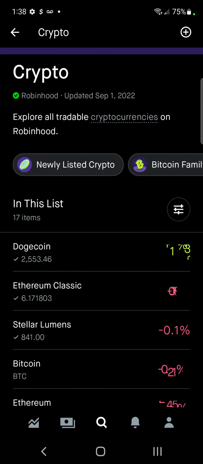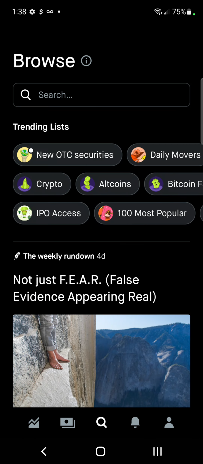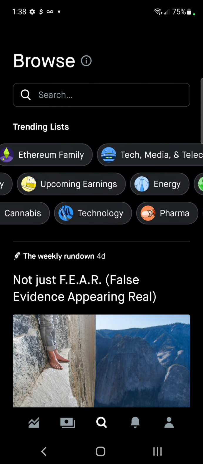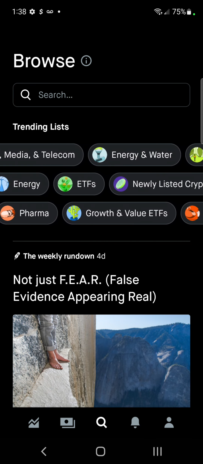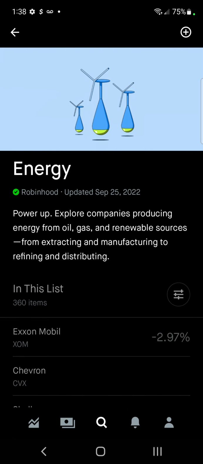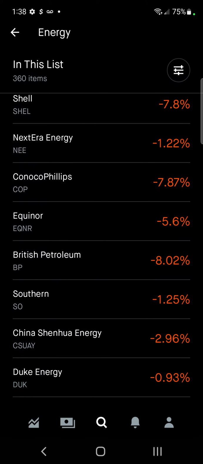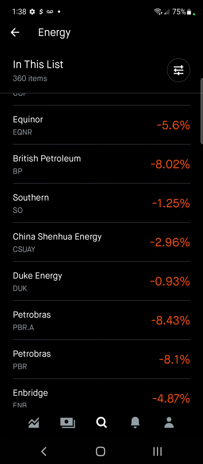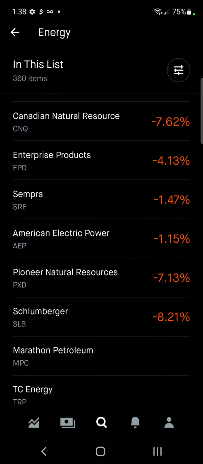And again, let's come out of here and look at, I'll just go in here and let's see. You have your different options, just like you do in Cash App. Let's look at energy. Now this is the list of all stocks, like your fuel companies, your energy companies, a very long list of them.